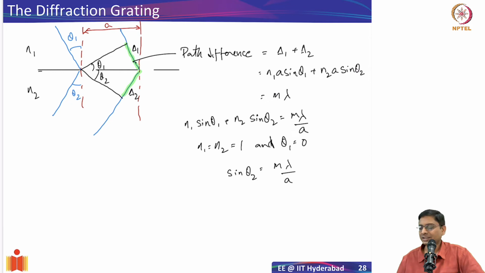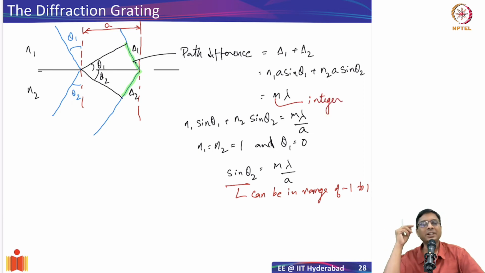In that case, this equation will not be valid for any particular theta 2. It doesn't matter, because sin theta is always going to be in the range of minus 1 to 1. Sin theta 2 can be in the range of minus 1 to 1, and m in this case is an integer. So that is the scenario where lambda is much greater than a.